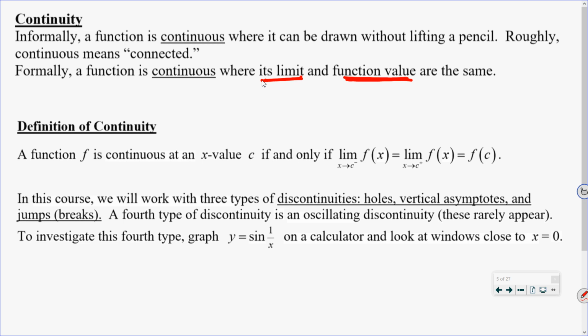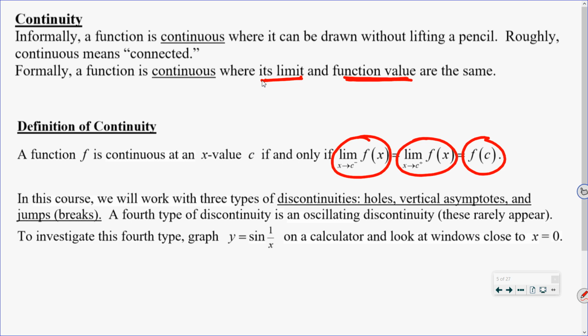So here's your definition of continuity. A function is continuous at an x value c if and only if the left-sided limit is equal to the right-sided limit, which is equal to the actual value, the actual point. If all those things are true, then that proves that it's a continuous function.